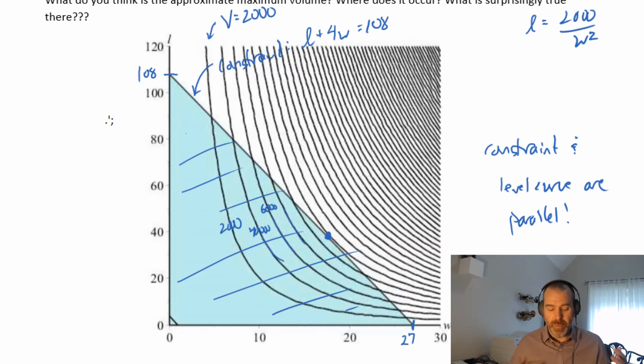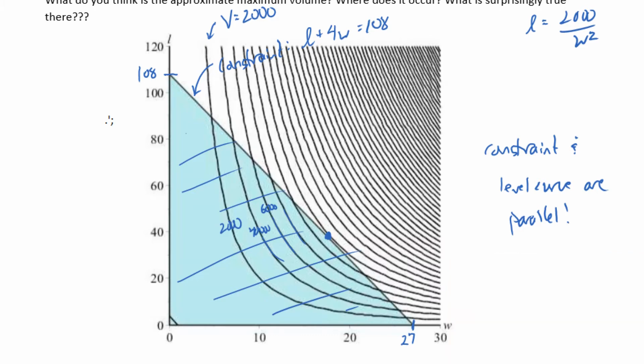So what does that mean if they're parallel? Well, the gradient is always orthogonal to the curve, so their two gradients will also be parallel. So the gradient of V will be parallel to the gradient of the constraint. And this is the key.